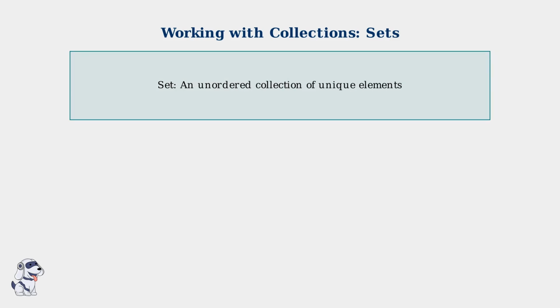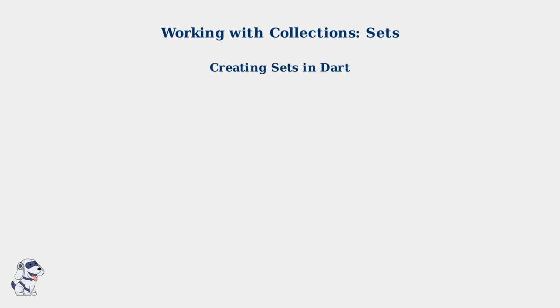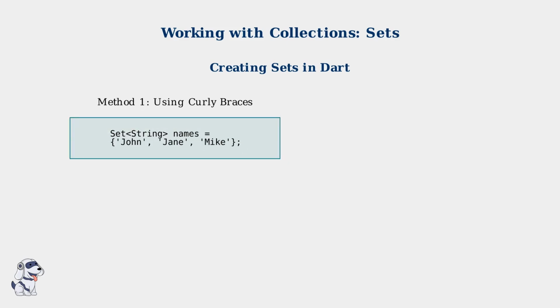This means that no matter how many times you try to add the same value, it will only appear once in the set. There are 2 main ways to create sets in Dart. The first method uses curly braces with initial values, while the second uses the set constructor. The first method uses curly braces to create a set with initial values. Here we create a set of strings containing 3 names.